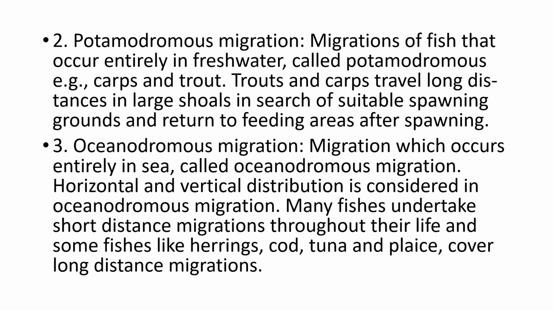They won't cross it. In contrast to this, there is another kind of migration called oceanodromous migration, in which the migration of fish is entirely restricted to salt water. They don't come out of it. Many fishes undertake short distance migrations throughout their life, and some fishes like herrings, cod, tuna, and plaice cover long distances in their migration. These migrations may be for food and other things.